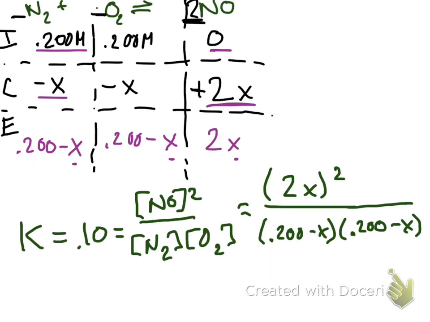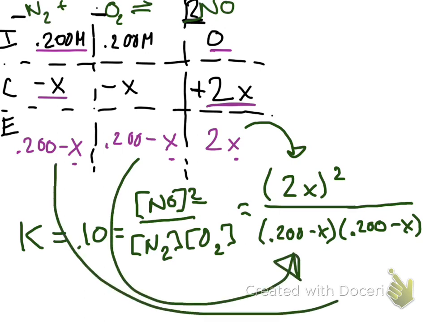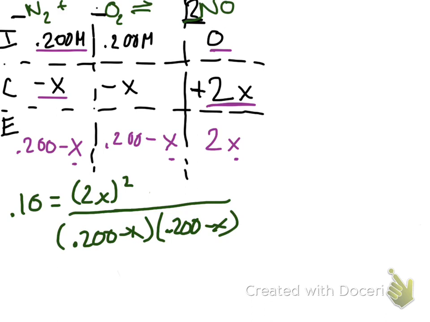When we plug it in, the 2x for NO goes in the numerator, and again we're squaring that because of that coefficient, and the 0.2 minus x goes in our denominator for each of our concentrations. And now we need to solve this. So let's start by noticing that our denominator is actually just 0.2 minus x squared because we're multiplying it by itself. So I'm just going to square that.